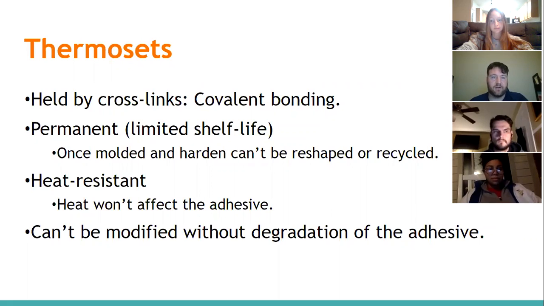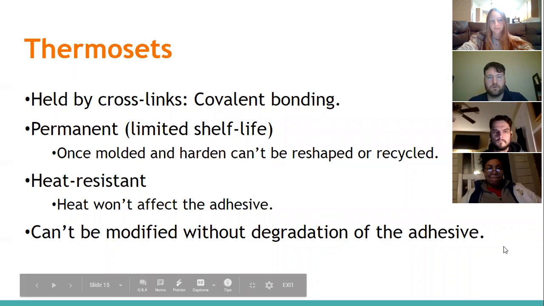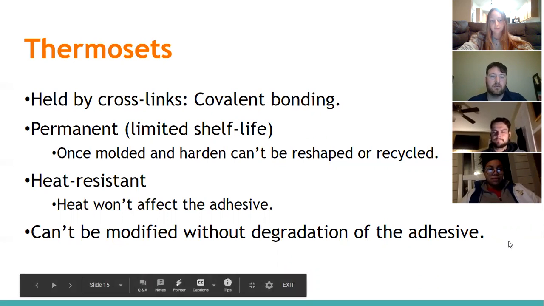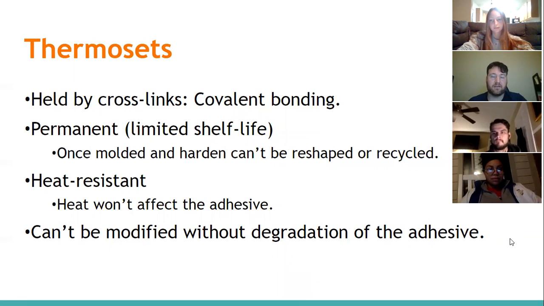Thermosets, held together by crosslinks for covalent bonding. More permanent, but have a limited shelf life. Once it's molded and hardened, it can't be reshaped or recycled. It's resistant to heat, and heat won't affect the adhesive, but it can't be modified without degradation of the adhesive. Next slide.